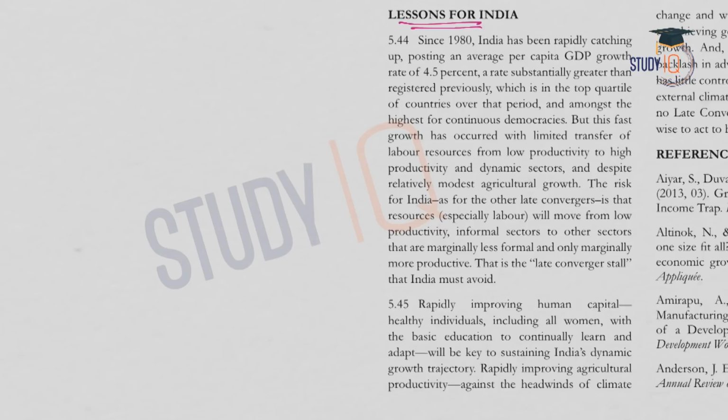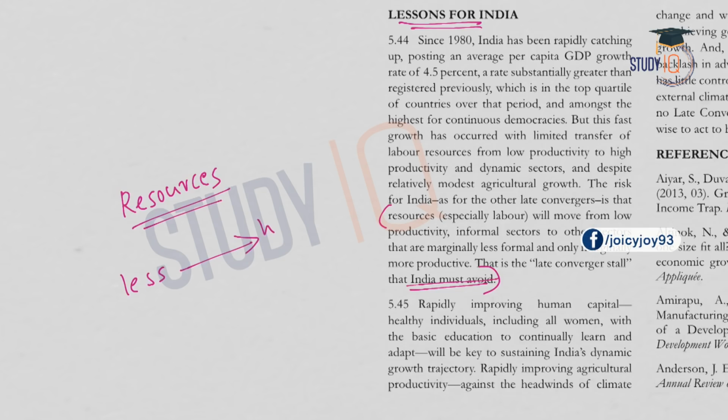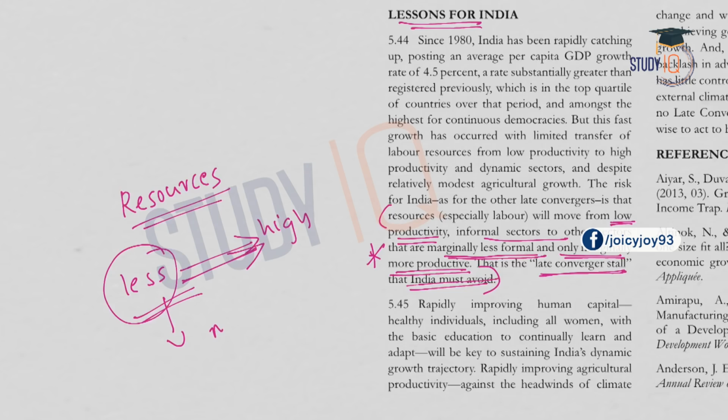Now coming to the lessons for India. First of all, regarding the structural transformation, we have seen that the resources must move from less productive areas to higher productive areas. But in case of India, what is happening is that the resources are moving from low productive areas to informal sectors that are only marginally more productive. So this is the late convergence stall that India must avoid. So the focus must be from less productive areas to highly productive areas, not to marginally higher productive areas.